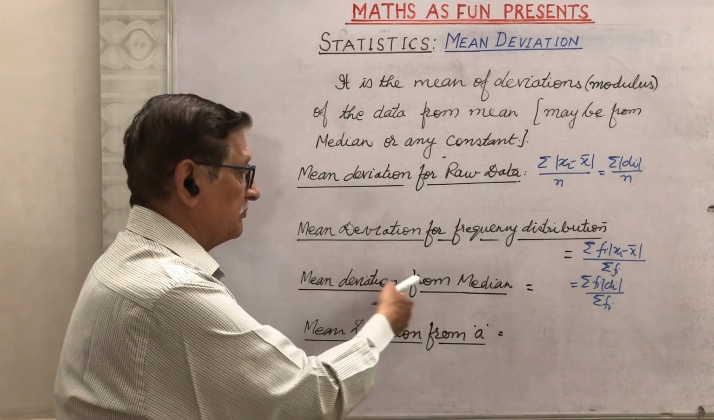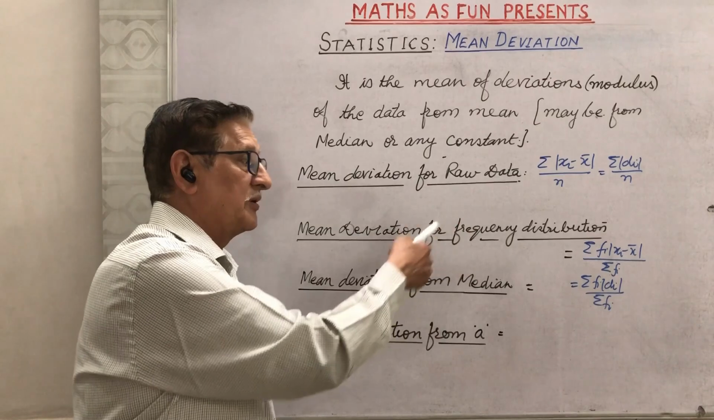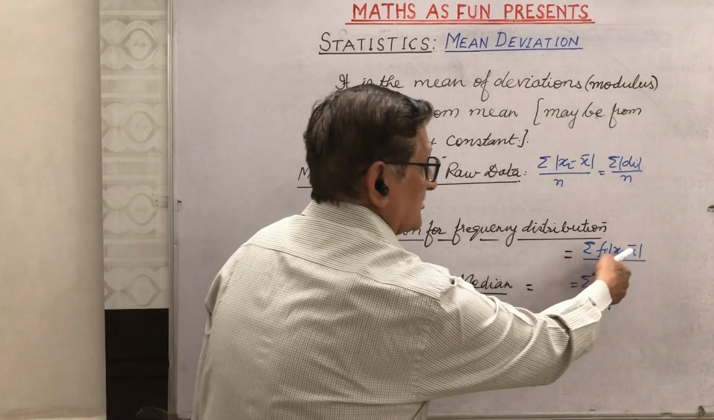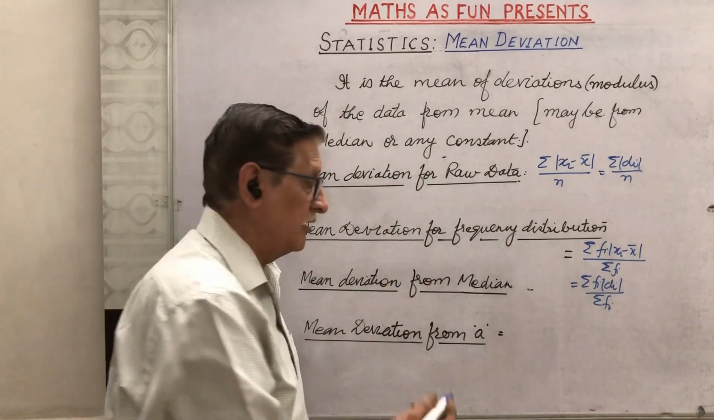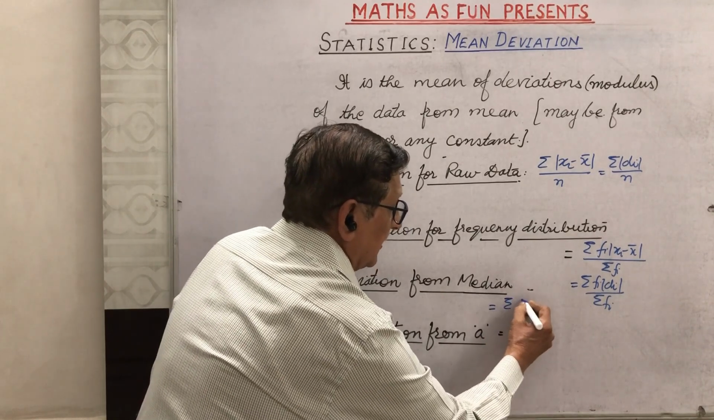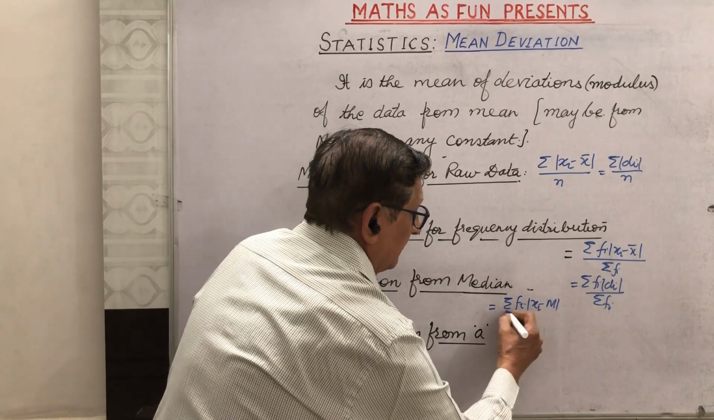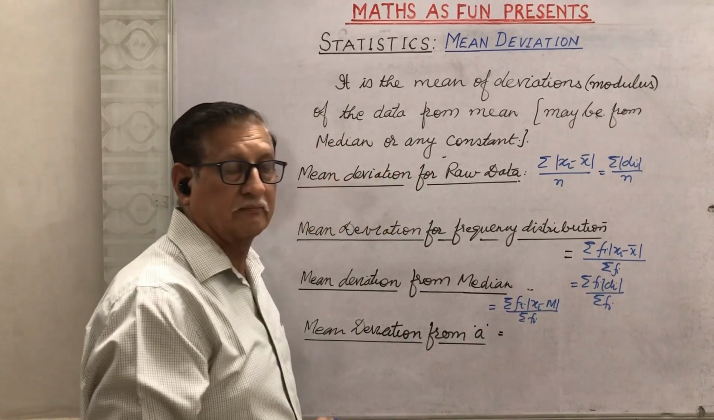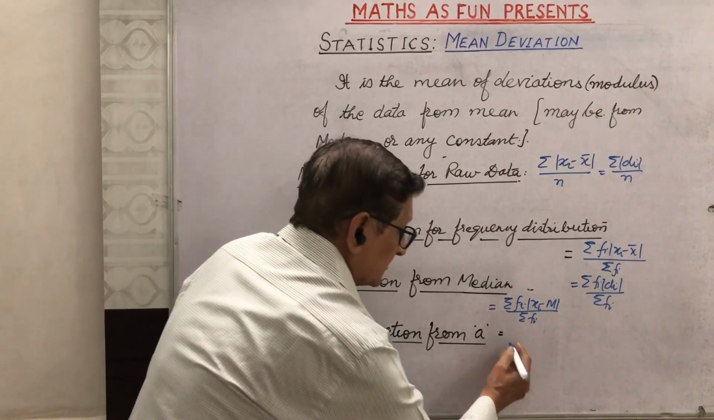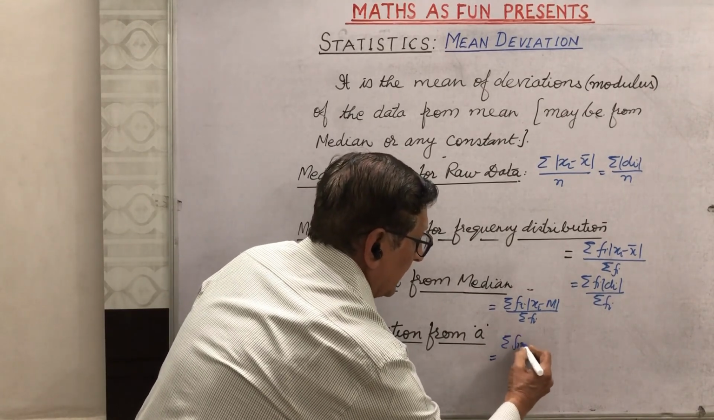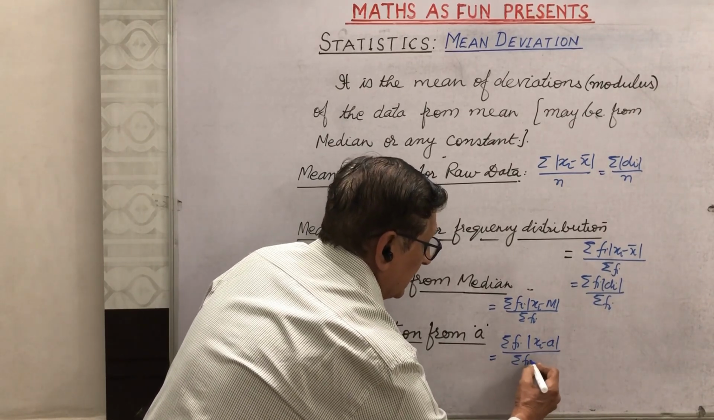In case we want to find out the mean deviation from median, the only difference will be that the deviation will be taken from the median, so it will come here as xi minus M. And hence the formula for mean deviation from median will be sigma fi modulus of xi minus M divided by sigma fi. In case we want to find out the mean deviation from any number a, that is given by sigma fi modulus of xi minus a divided by sigma fi.